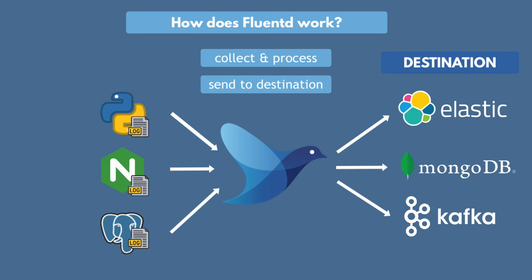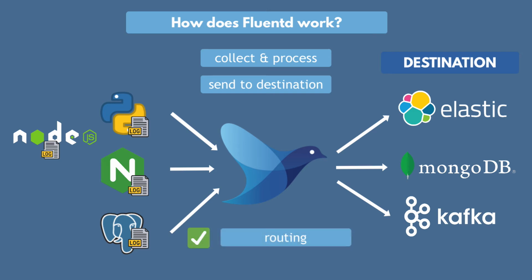Now, what if you want your Python application logs to go to MongoDB storage for data analysis and all other application logs to go to Elasticsearch? Or what if you want that Node.js logs also go to the MongoDB in addition to Elasticsearch? You can actually very easily configure that routing in Fluentd, which is a great thing about Fluentd because it gives you such flexibility compared to alternative tools.